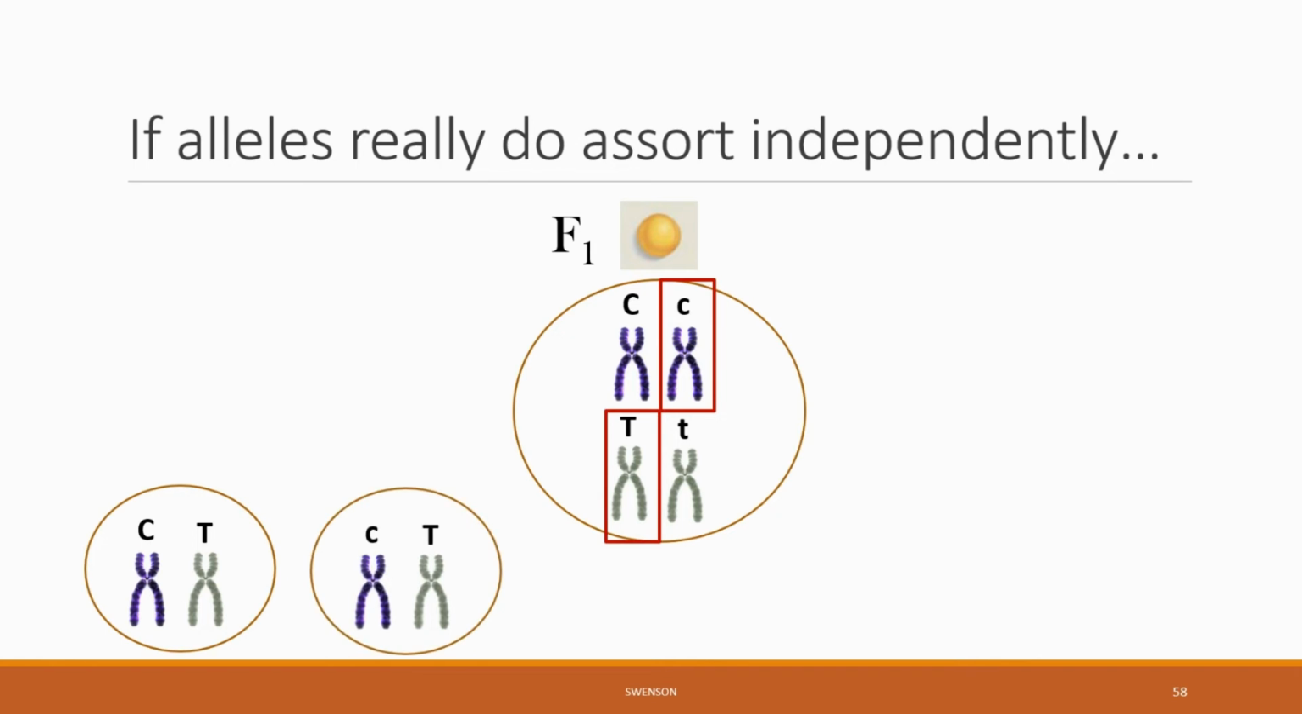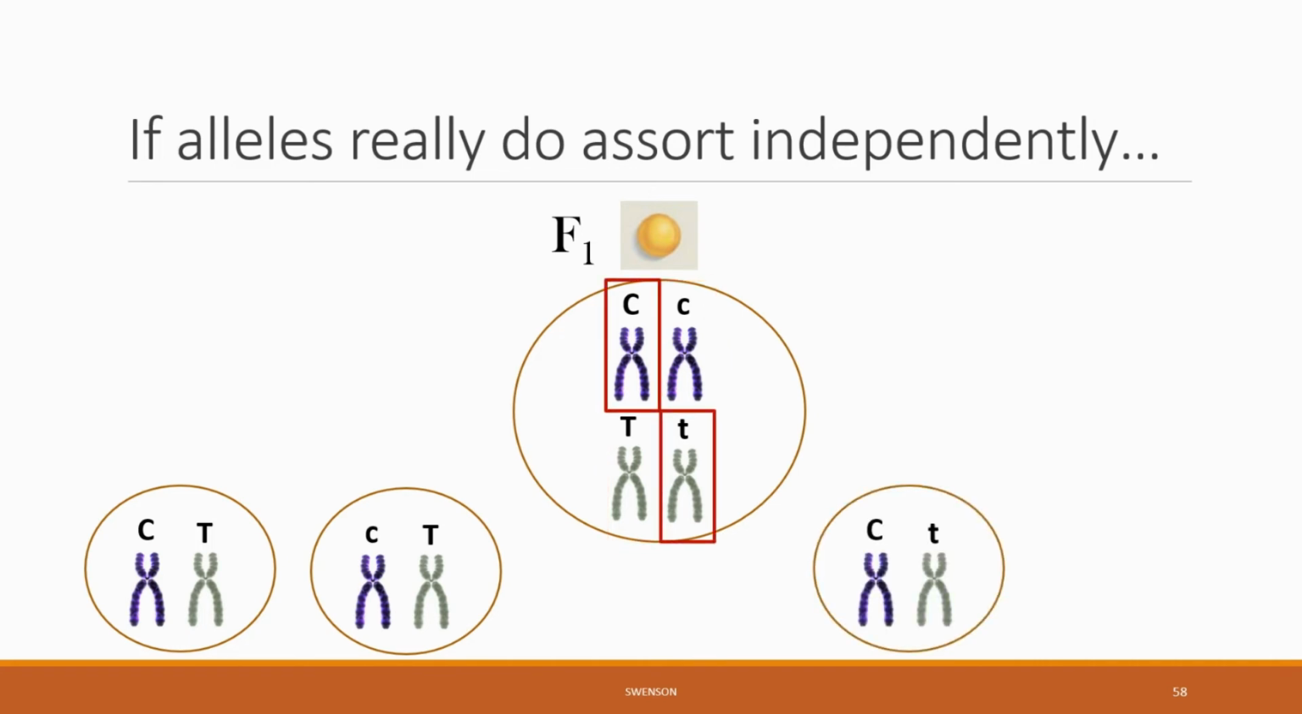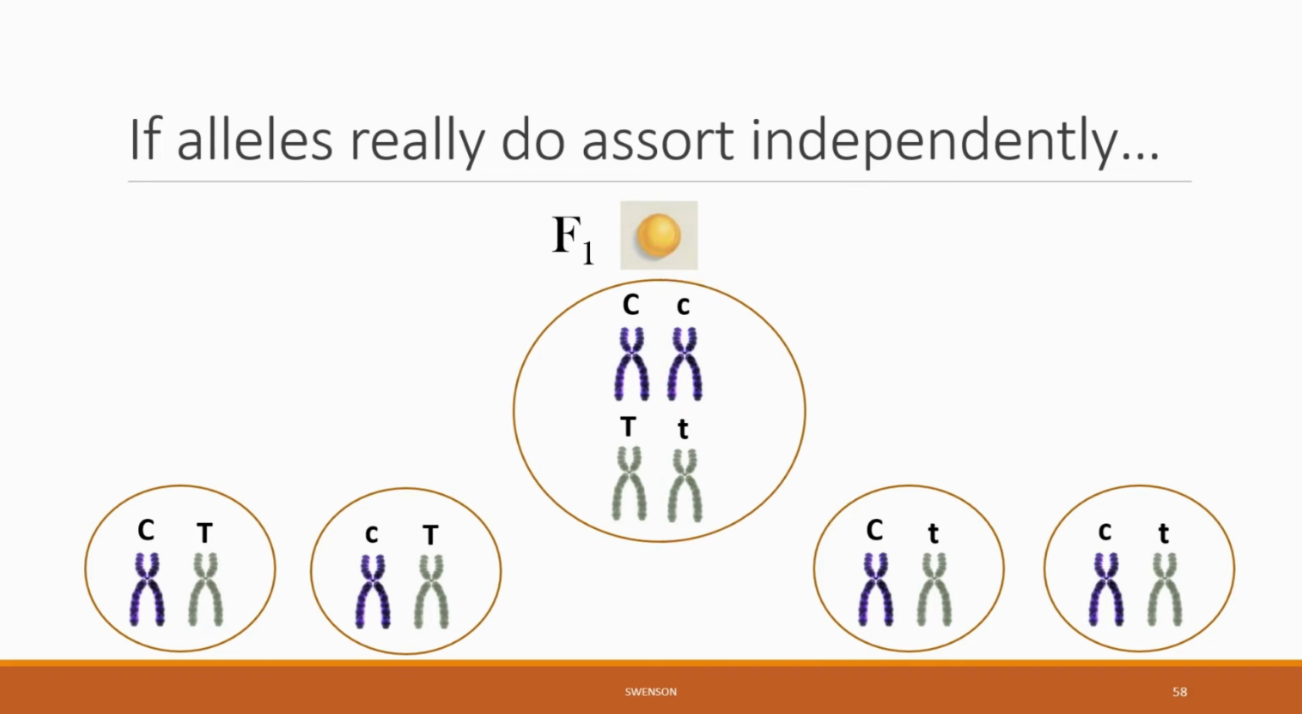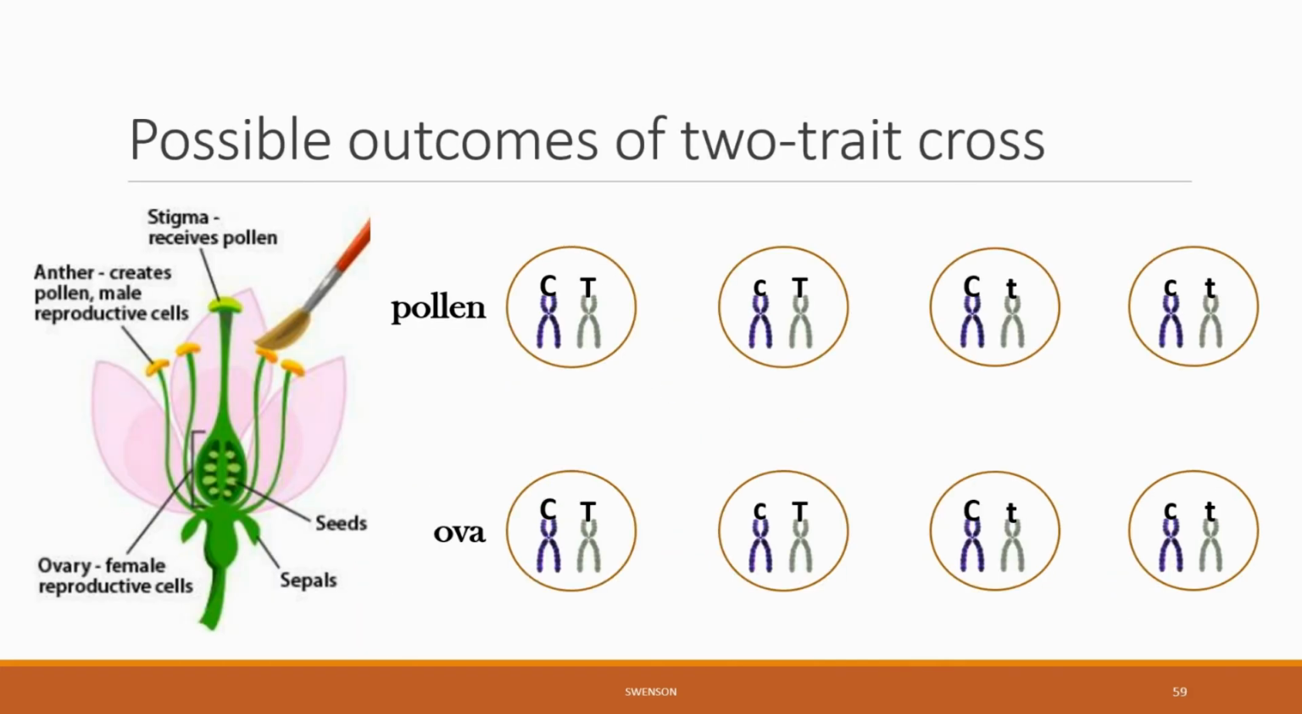We can have capital C, capital T, lowercase c, capital T, capital C, lowercase t, or even lowercase c, lowercase t. All in all, there are 16 different ways that these gametes can combine, and you can model this much more easily in a Punnett square.